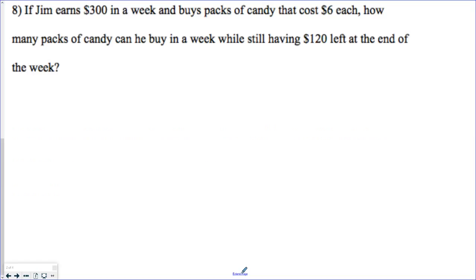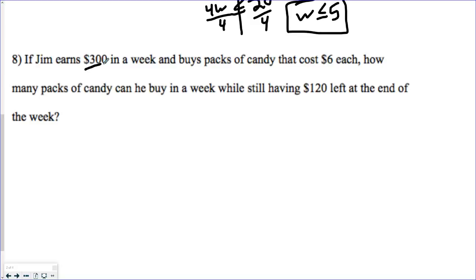Next one's a little bit more straightforward. He earns $300 in a week, buys packs of candy that cost $6 each. How many packs can he buy in a week while still having $120 left over? So he earns $300 in a week, so that's how much he gets. Now he's going to spend or lose $6 for each pack of candy. We'll do C for candy. And he wants to know how many packs can he buy, and still have $120 left in the week. So he wants this amount.